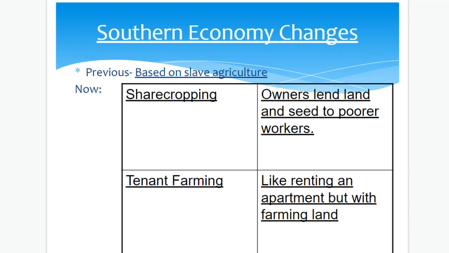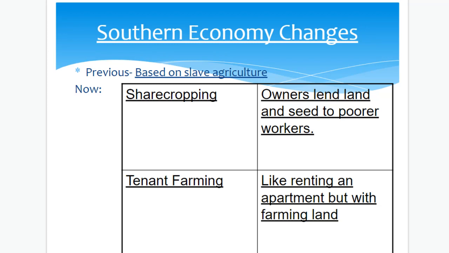Besides this, the main thing that changed in the idea of slavery in the South was the economy. Previously, everything was based off of slave agriculture. Now we have two other concepts that are going to come up there. The first one is going to be called sharecropping, and this is where the owners lend the land and seed to the poorer workers. And the other is tenant farming. So it's like renting apartments, but with farming land. It comes out to the whole idea that no matter what you call it, African Americans that were enslaved in the South did not have the same opportunities that white people had.